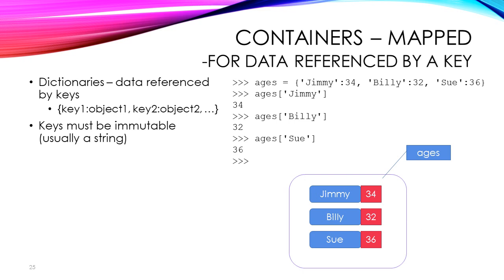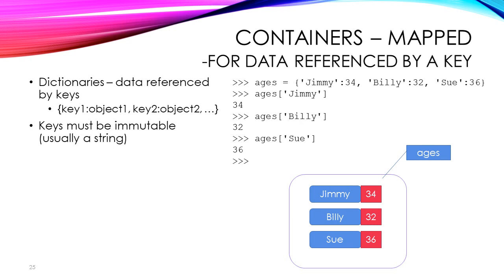The other type of container in Python is mapped. And the most common type of mapped container in Python is something called a dictionary. Mapped containers are not referenced by index values. They're referenced by something called a key. The key is an immutable object, usually a string, but here you can see that a tuple might be useful.